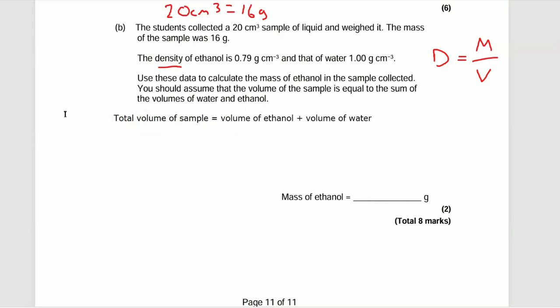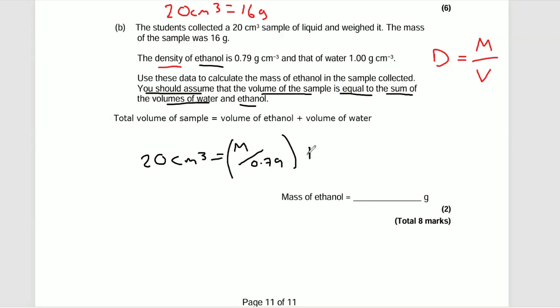Now let's check out our density equation. We don't have the volume of each. We've only got the total volume. So we're going to have to get a bit funky here with the density equation. So we know that 20 centimeter cubed is equal to, what have we been given? Let's call the mass of the ethanol M. We haven't been given that, but we know mass of the ethanol divided by the density is equal to the volume. So M over 0.79 is equal to the volume of ethanol. So I'm going to represent the volume of ethanol by M divided by 0.79.